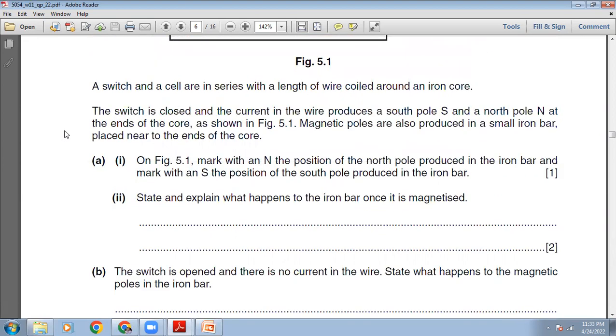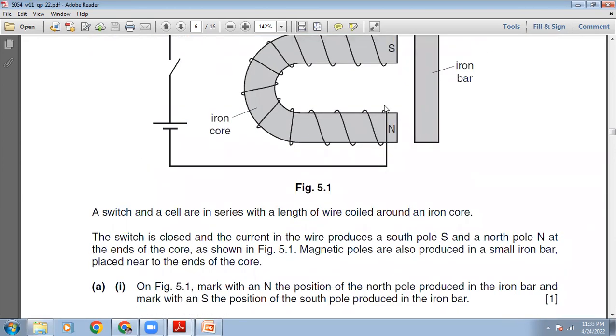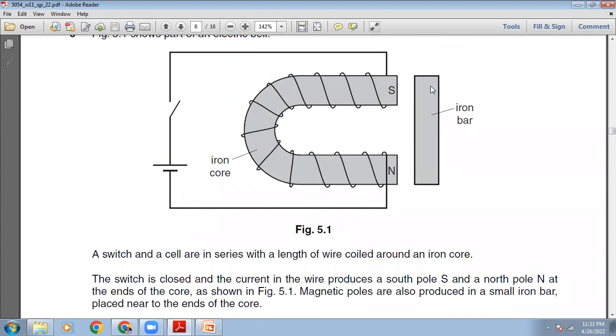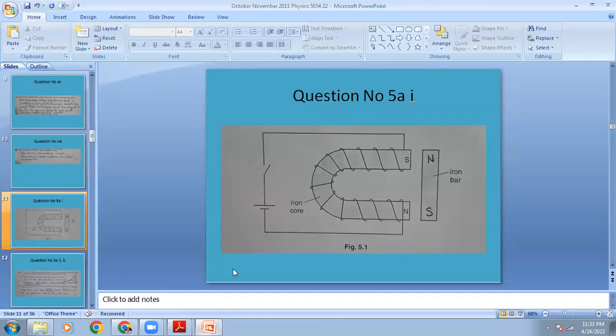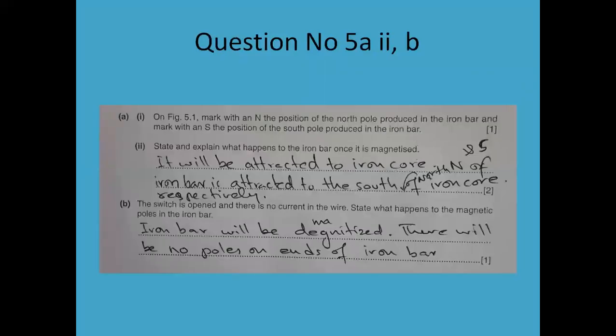So once it's magnetized, it will be obviously attracted to this iron core. This iron bar, because south will be here, north will be here, it will be attracted to this iron core because they have the opposite poles on their ends which are facing each other. It will be attracted to the iron core. I have written: iron bar is attracted to the south and north end of the iron core respectively.